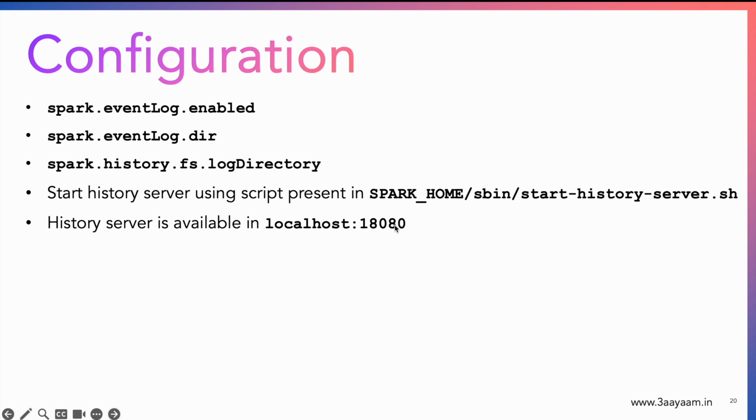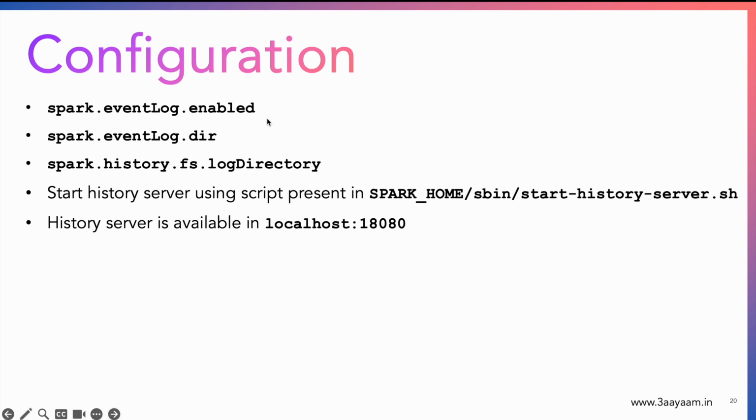We'll have to set these variables: spark.eventlog.enabled, spark.eventlog.directory, and spark.history.fs.logDirectory. Then you'll have to start the history server using a script which is present in Spark's sbin, the start-history-server.sh shell script. And then I can look at the history server in the localhost. If it is in my local machine, then it will be in the localhost. If it is on an EC2 instance, then we'll have to use the IP address or public IP address of the EC2 instance.